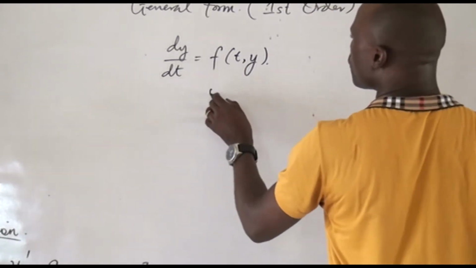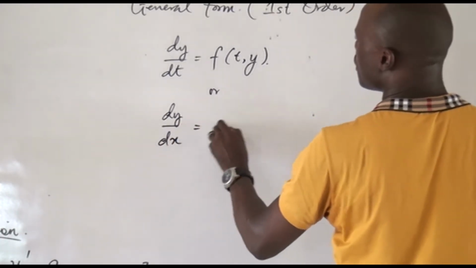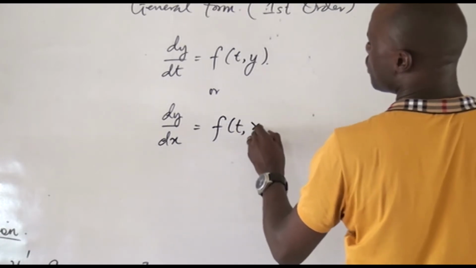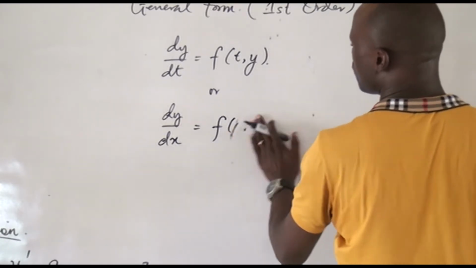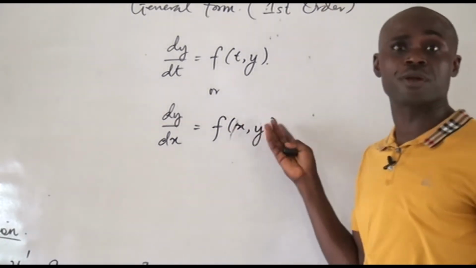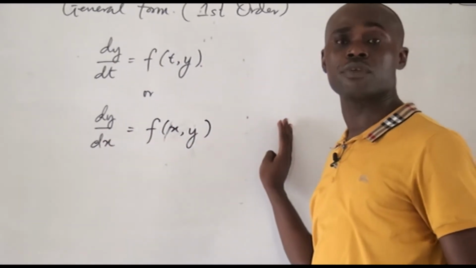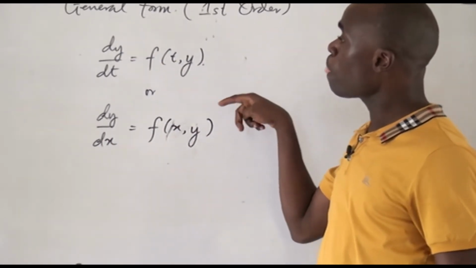Please don't be confused. You can also use dy dx equals f of x and y. So don't get yourself confused. It's all about variables, all about understanding. So a general first order differential equation always has this form.